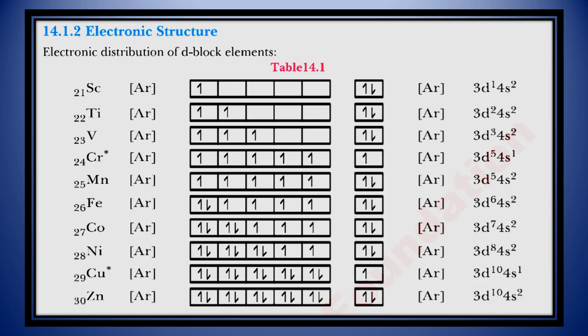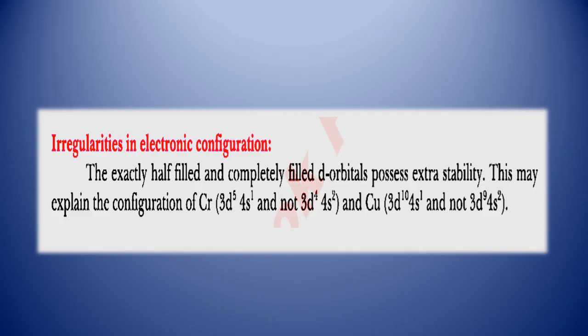So students, here we can conclude that the irregularities in electronic configuration are because the exactly half filled and completely filled d orbitals possess extra stability. And this is the reason which explains the configuration of chromium to be 3d5 4s1 and not 3d4 4s2. And for copper, it is 3d10 4s1 and not 4s2 3d9.